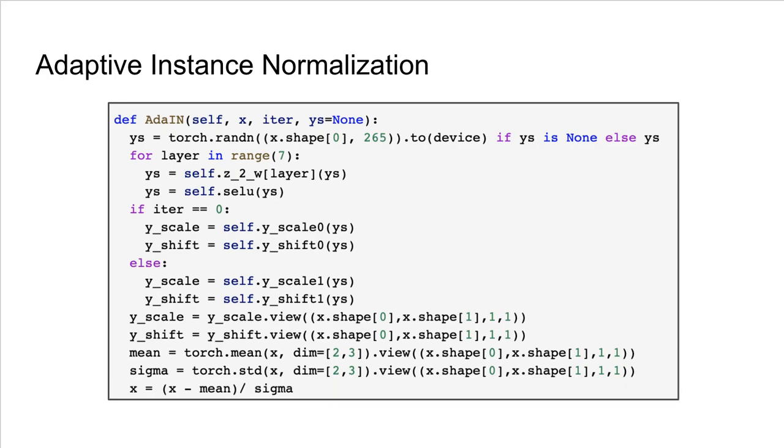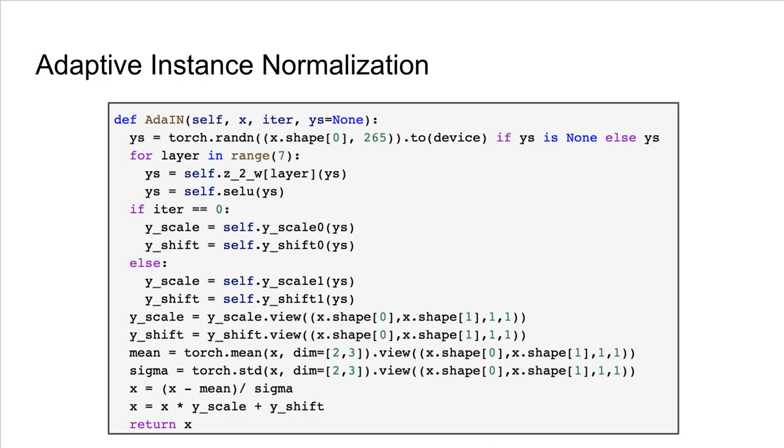Then we subtract the mean and divide by the standard deviation to make sure the new mean is 0 and the new standard deviation is 1. Lastly, we scale and shift the information based on the output of the network.